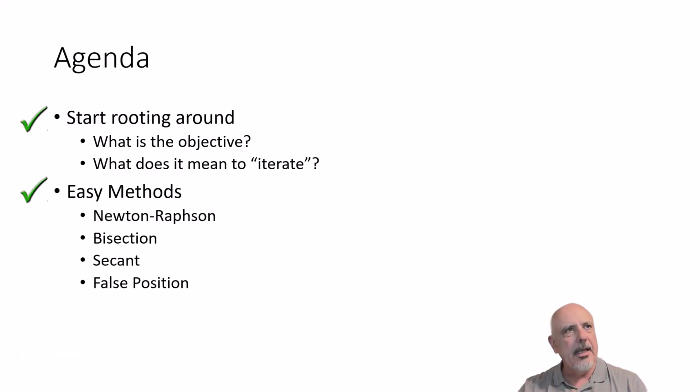So today we started rooting around. We figured out what a root is: an x that makes our objective function, or our analytical function, vanish, or equal 0. We talked about 4 different iteration techniques, and we learned what iteration meant. We looked at the techniques of Newton Raphson, bisection, secant, and we talked about false position. So hopefully you enjoyed it.